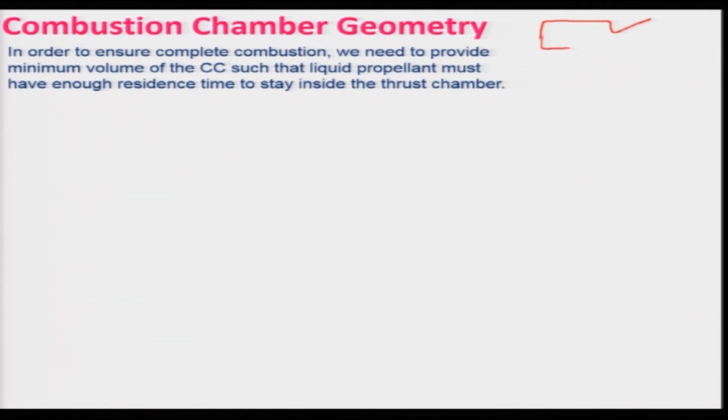If you look at a diagram of that, this portion is your combustion chamber, and it has a length LC and a diameter DC. From that I can get the area AC. AC is the cross-sectional area of the combustion chamber, and LC is the length of the combustion chamber.